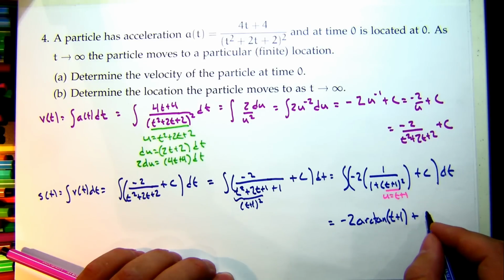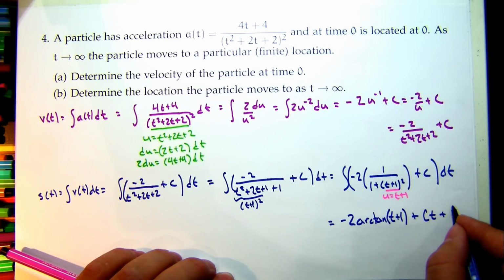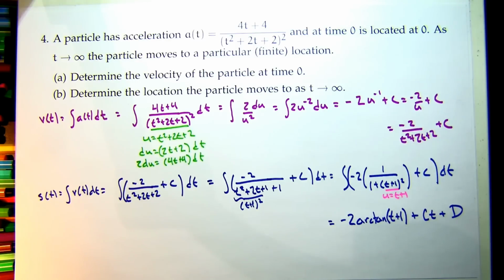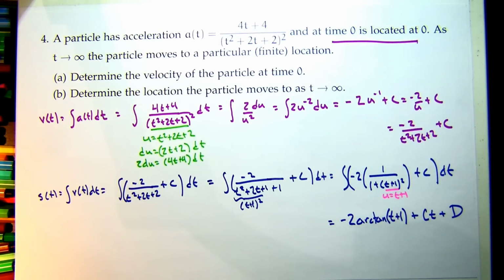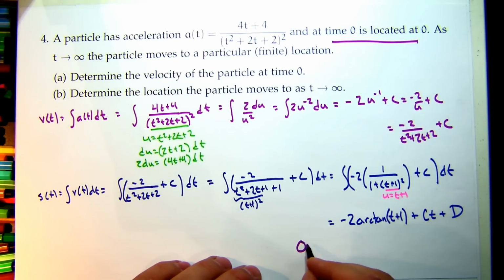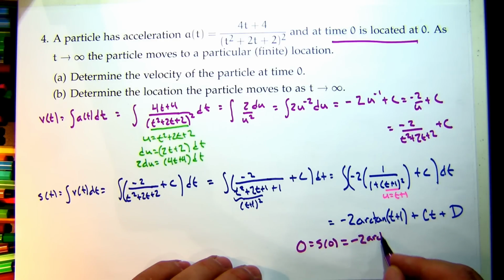Then you have to integrate the c, so that's c times t, and because you took an antiderivative, another constant enters into the fold, and that's d. So we have two constants to figure out, c and d. Let's start using information. We know at time 0 it's located at 0. What can that help us solve? It should help us solve for d, right? So if I put in 0, where I'm at time 0, well, that's minus 2 arctangent of 1 plus 0 plus d.